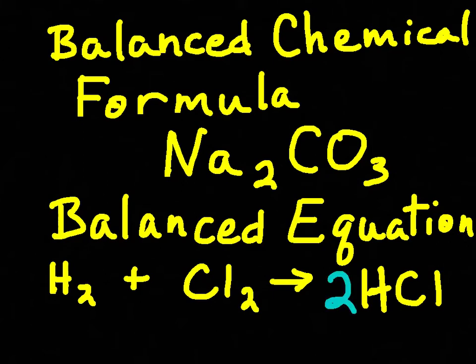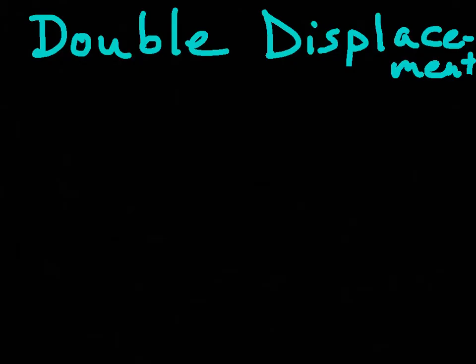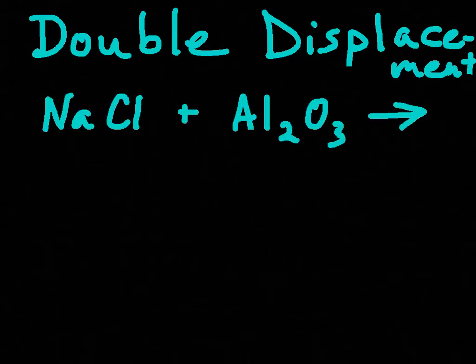By indicating that the products are actually 2 molecules of HCl, we've accounted for all of the atoms. That is balancing an equation. A double displacement reaction involves 2 ionic compounds that break apart and rebond in new combinations. Let's say we start with the reactants NaCl and Al2O3.